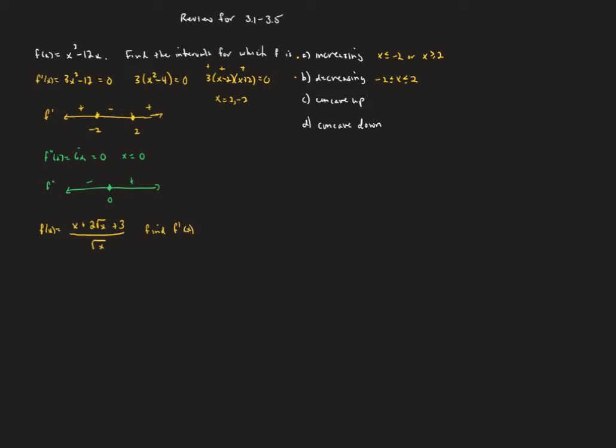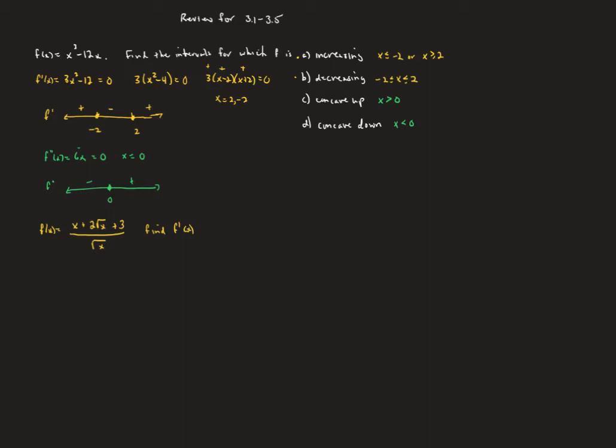So the function will be concave up when the second derivative is positive, so that will be on the interval for x strictly greater than 0. And it'll be concave down where the second derivative is negative, and that's going to be x strictly less than 0. Notice we don't ever include the endpoints on intervals where a function is concave up or concave down.